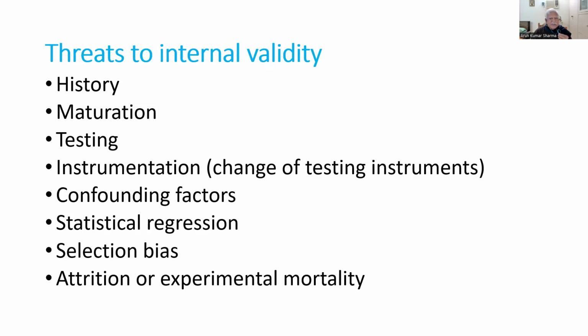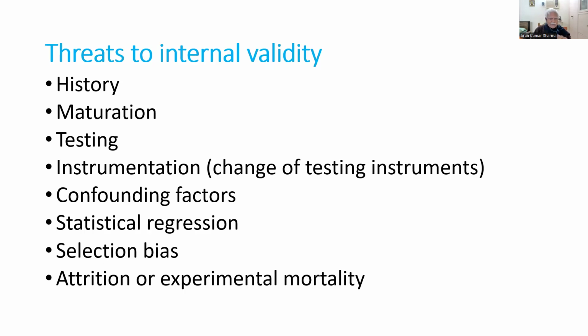Instrumentation, change of testing instruments. Suppose a doctor takes your blood pressure by using one blood pressure machine today and another blood pressure machine after 4 or 5 days and sees the change. Actually, that change may not be because of change of your blood pressure. It may be because of change of machine. Similarly, confounding factors. There may be other factors or covariates which affect the outcome variable.